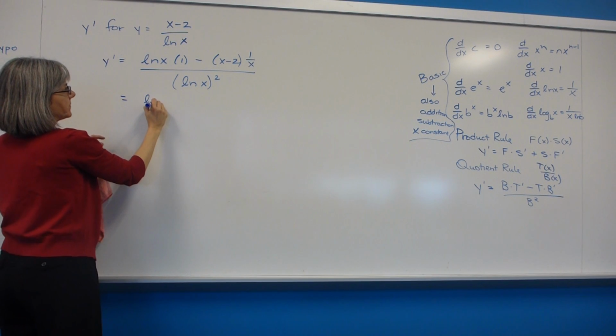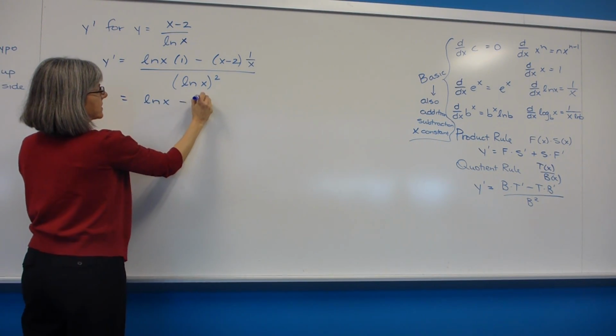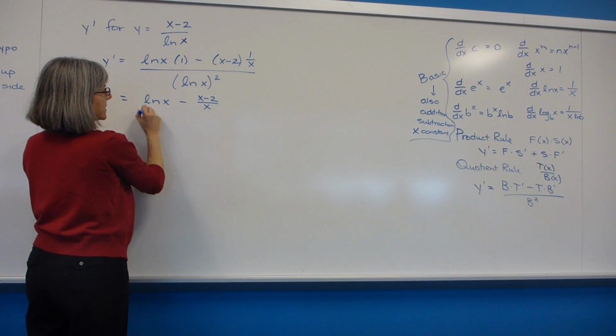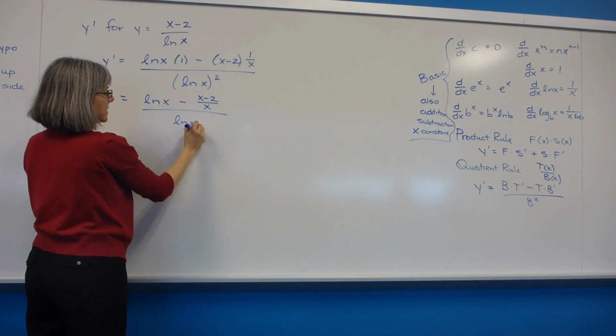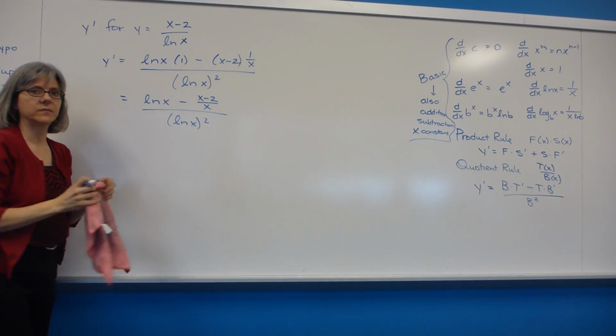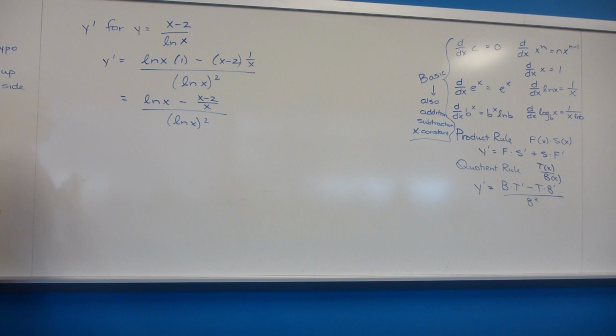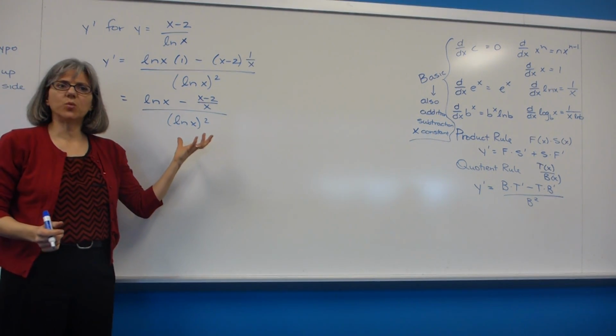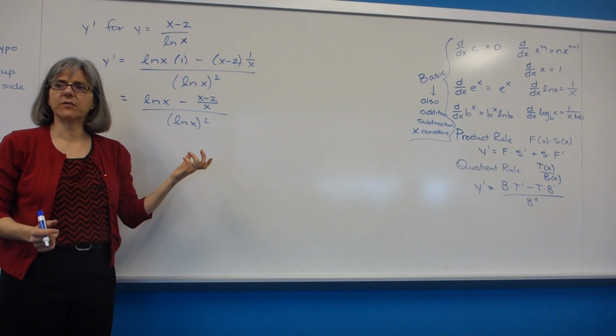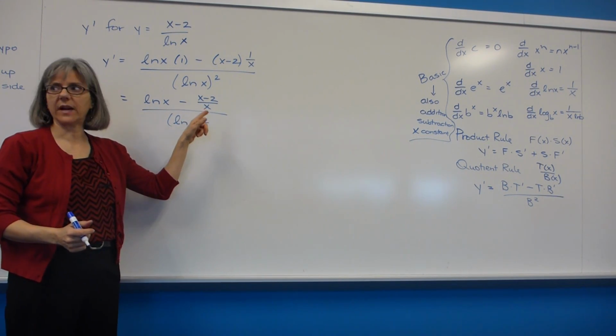Okay, so let's clean this up. Ln x minus x minus 2 over x all over ln x squared. Can we leave it with a fraction inside of a fraction? You're saying, yes, please. And I'm saying, no, you can't. So what is the easy way? It's a phrase called clearing fractions. What's an easy way to get rid of this fraction?